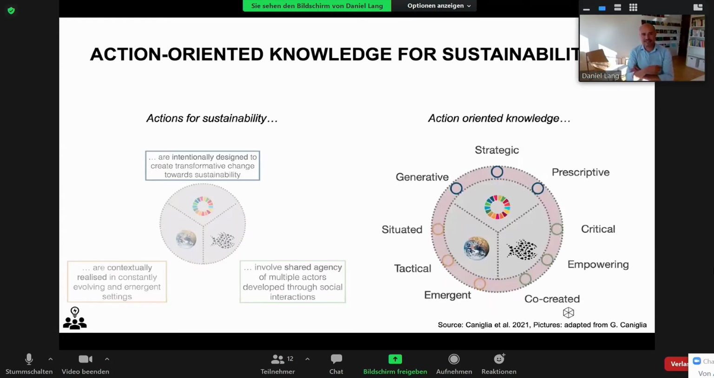And if we take this seriously and take the literature seriously, then action-oriented knowledge should have these different characteristics, and I won't go through all of them. I'm happy to share this paper, Caniglia et al.